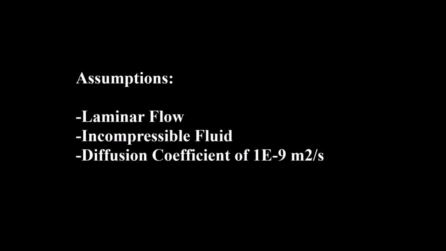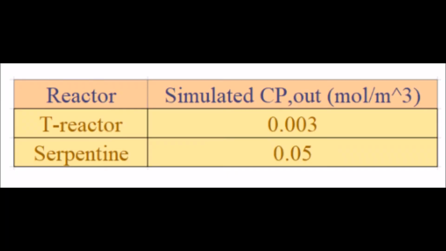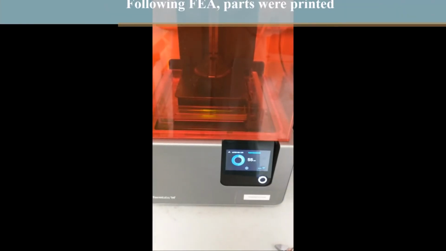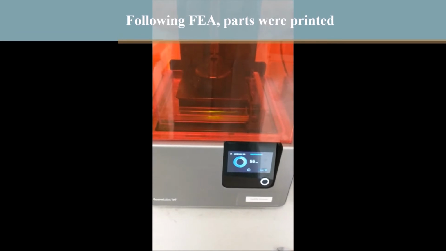The reactor flows in the laminar regime, the fluid is incompressible, and the fluid has a diffusion coefficient of 1 × 10⁻⁹ meters squared per second. We used the surface average function to find the average concentration of product at the outlet. Once the outlet concentration of product was verified to be significantly higher than the T-reactor, the new design was ordered for printing. Reactor designs were uploaded as STL files to the 3D printers.